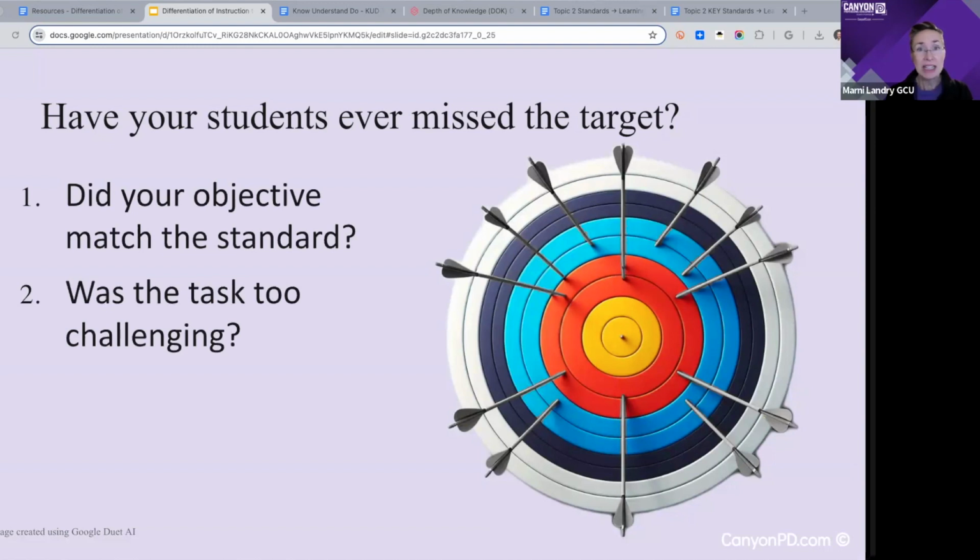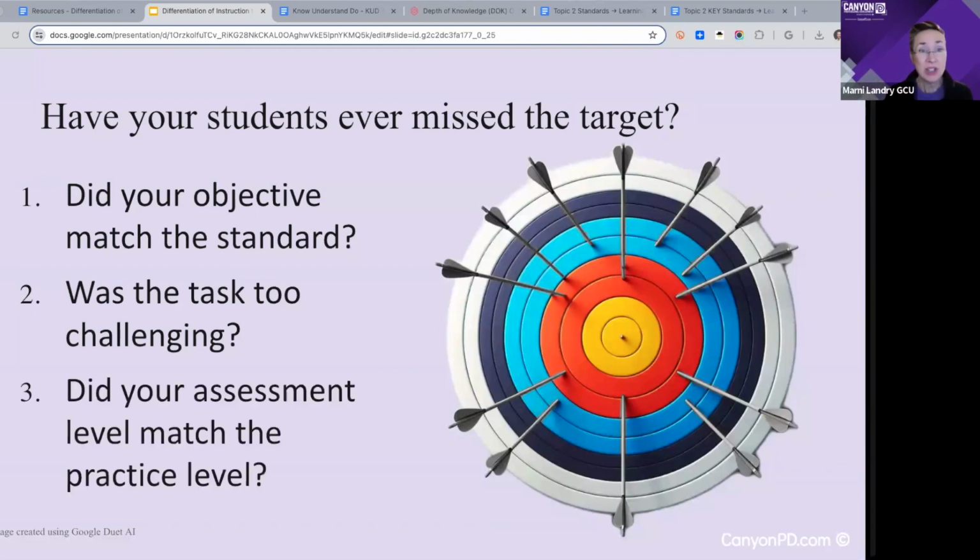Was the task to demonstrate the learning too challenging? Did you have too much of a gap between their ability and what you were wanting them to show you that they could do? And finally, did your assessment level match the practice level?